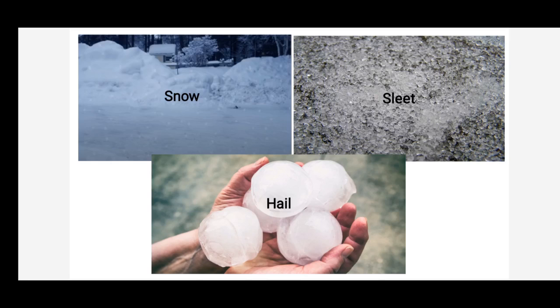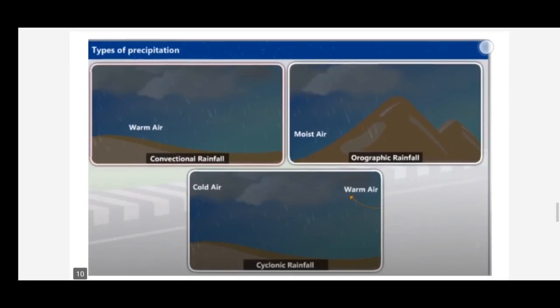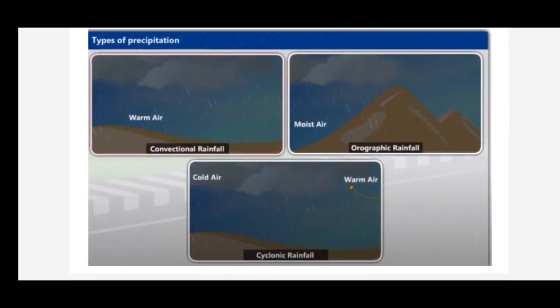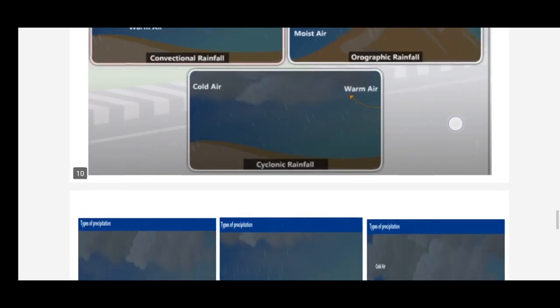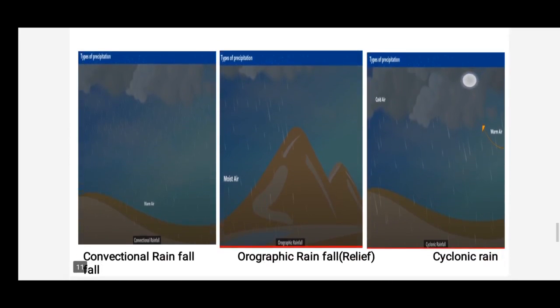Okay. On the basis of mechanism, there are three types of rainfall, children. They are convectional rainfall, orographic rainfall, and cyclonic rainfall. So, three types of rainfall. I repeat, convectional rainfall, orographic rainfall, and cyclonic rainfall. Now, let's see clearly how they occur.